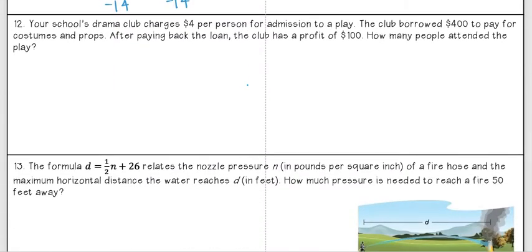Let's look at this next one. This next one says your school's drama club charges $4 per person for admission to a play. The club borrowed $400 to pay for the costumes and props. After paying back the loan, the club has a profit of $100. How many people attended the play? So my first step, I want to look to see what my X is. And that's what I'm trying to find. Well, I'm trying to find how many people attended. So my X is number of people.